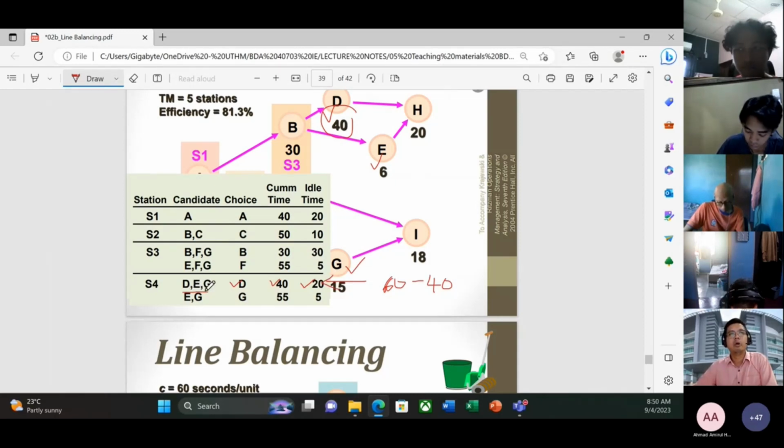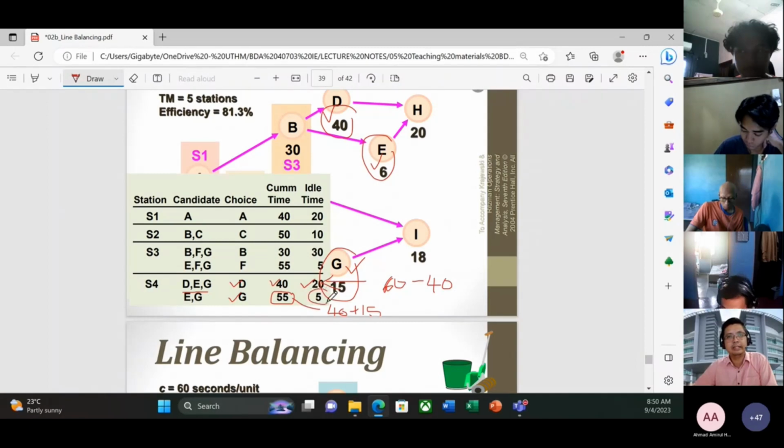Then what do we have left here? E and also G. In between E and G, which one has the highest? G. So we have to choose G here. So G is 15. How do we calculate the cumulative time? 40 plus our G 15. So we will get 55 cumulative time.